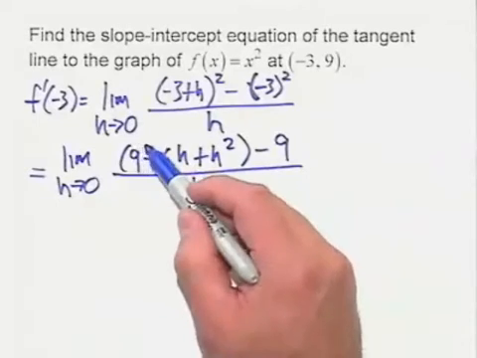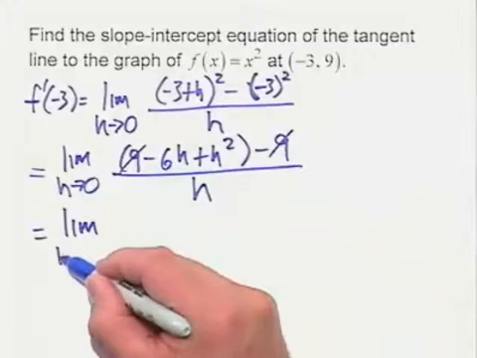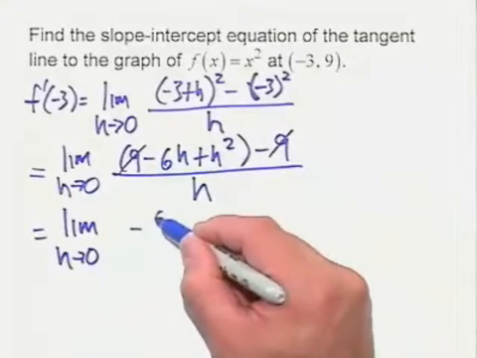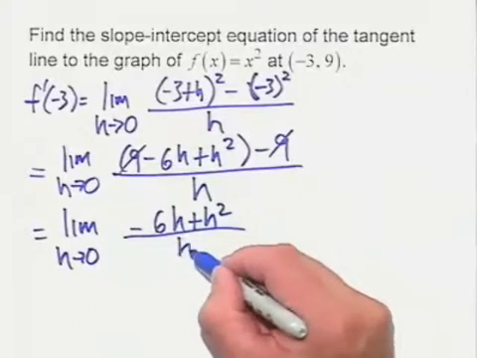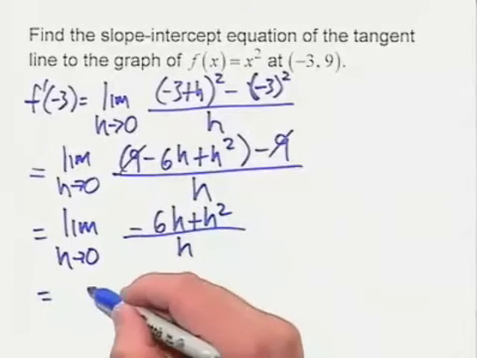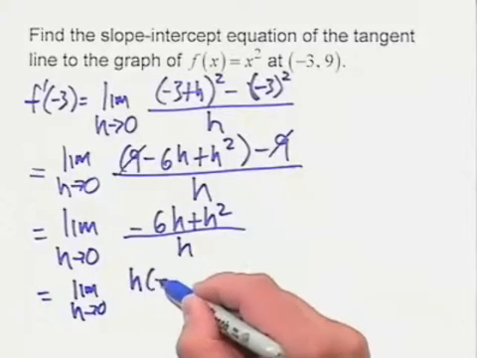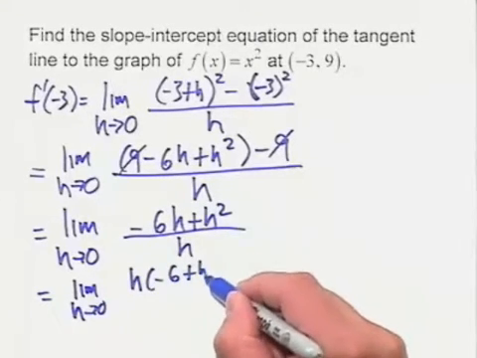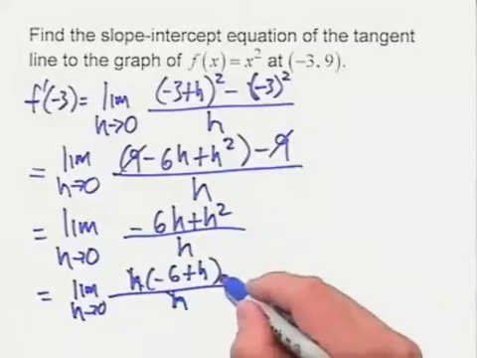Now we can simplify. Note that the 9's cancel out. Let's rewrite this. It's the limit as h approaches 0 of -6 times h plus h squared all over h. Now we'll factor an h out of the numerator. It's the limit as h approaches 0 of h times -6 plus h all over h. And conveniently, those h's cancel out for us.